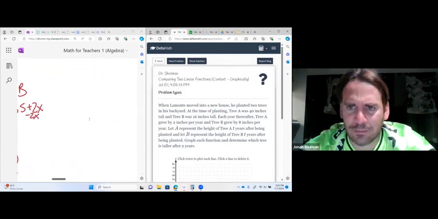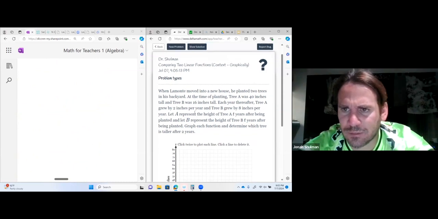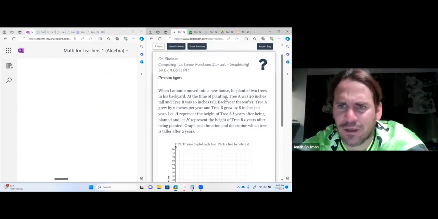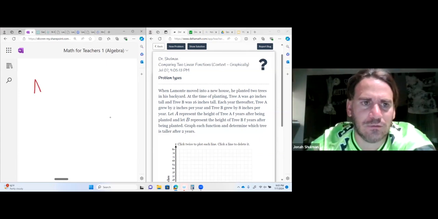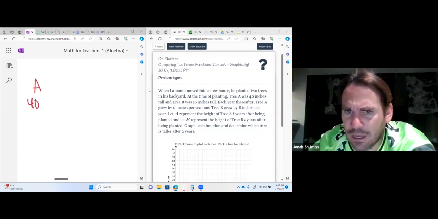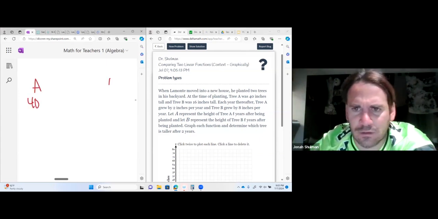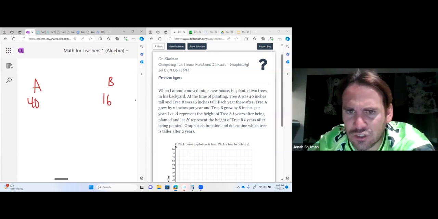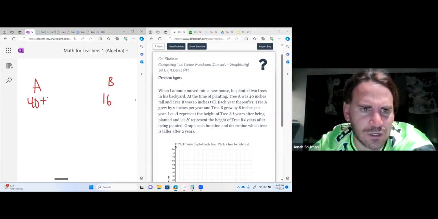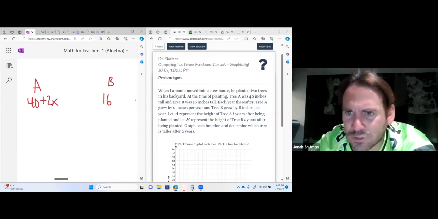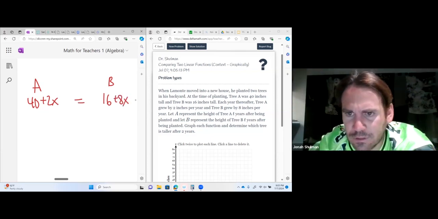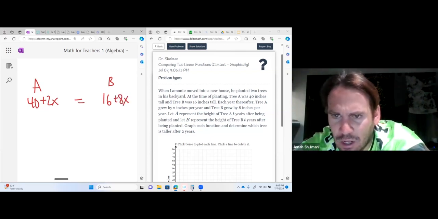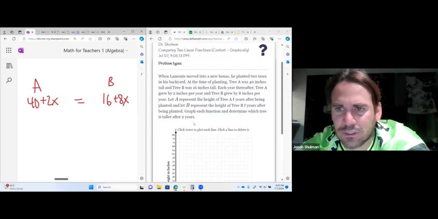All right, we got our boy Lamonte moved into a new house. He planted 2 trees in his backyard. At the time of planting, tree A was 40 inches tall. So we got A, which is 40. And B was 16. Tree A grew by 2 inches per year, and tree B grew by 8 inches per year. Oh, they wanted it with T for years.